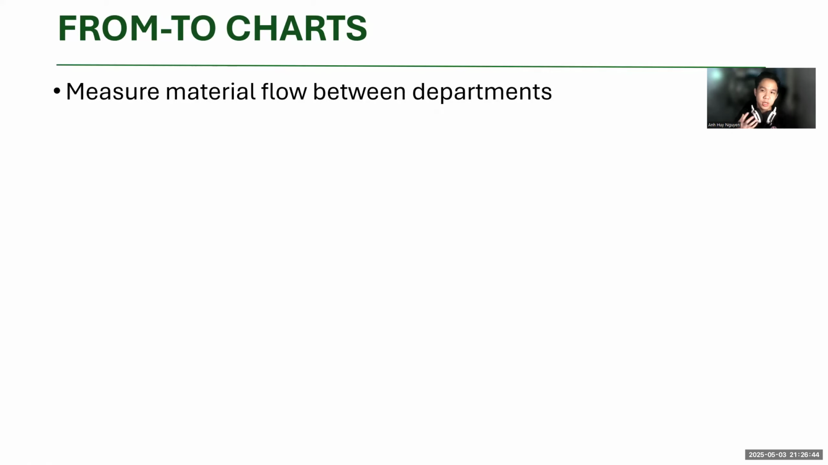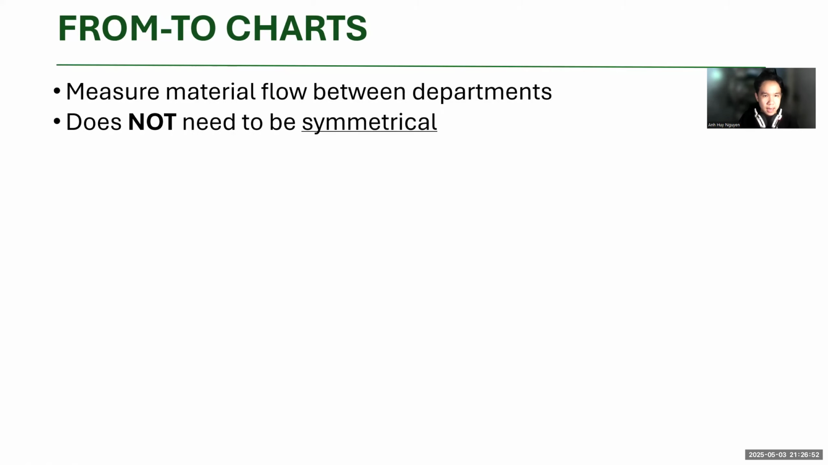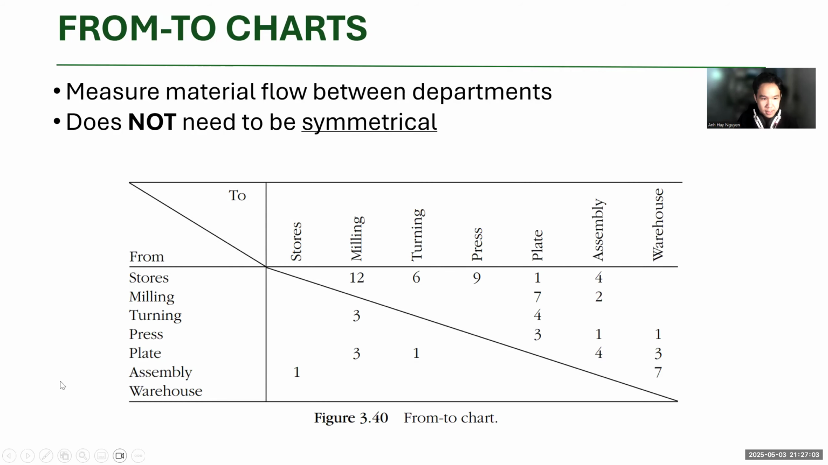You need to know the relationship between the departments, and you will base that on the number of material flows between them. And just keep in mind before we go to an example, a from-to chart does not need to be symmetrical. It can be asymmetrical. So this is a from-to chart.